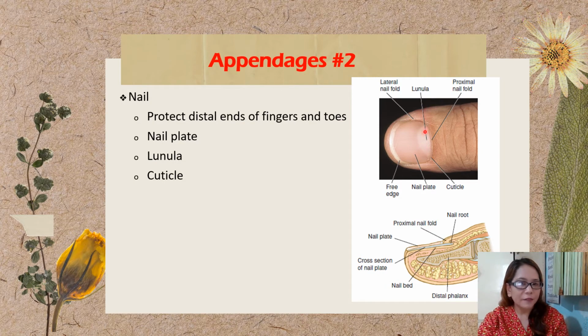We have the lunula, which is whitish in color, and the nail plate. Under the nail plate is the nail bed, which gives the color of the nail plate. Kung bakit nagiging red or pinkish yung ating nail plate. It has the lateral nail fold that protects the lateral sides of the nail plate. At ito naman yung free edge. Ito yung usual na ginugupit natin because it harbors microorganisms.